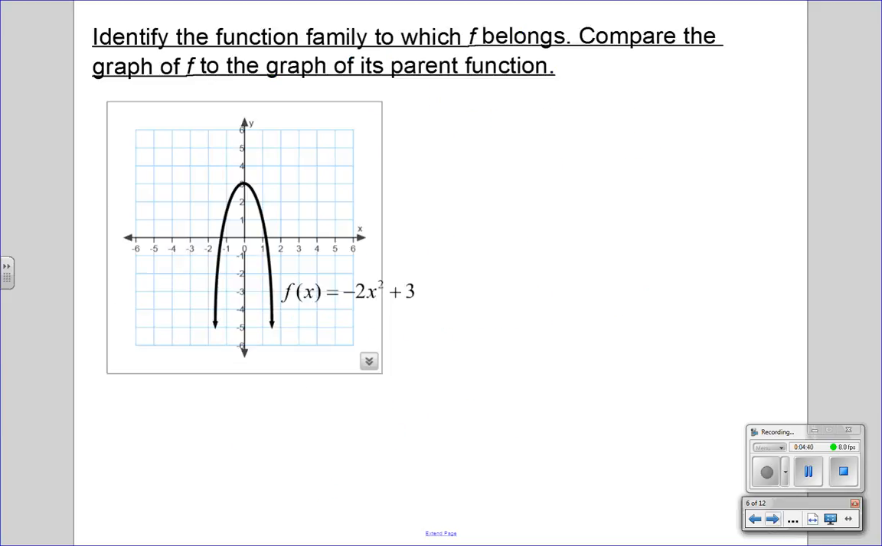Okay, the first one says identify the function family to which f belongs. Well, if we look at this, this is a quadratic. And the parent function is f of x equals x squared. So if we look at this, visually we can see what's happening from the original graph. From the original graph, it's reflected over the x-axis. It's moved upwards by 3, the vertex has. And it's been stretched out. It's a little bit thinner.